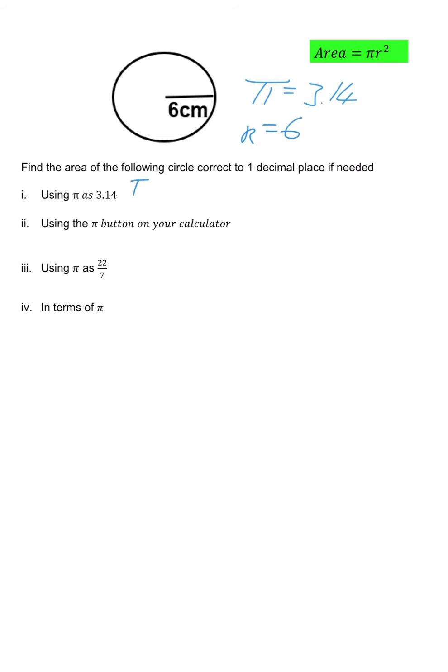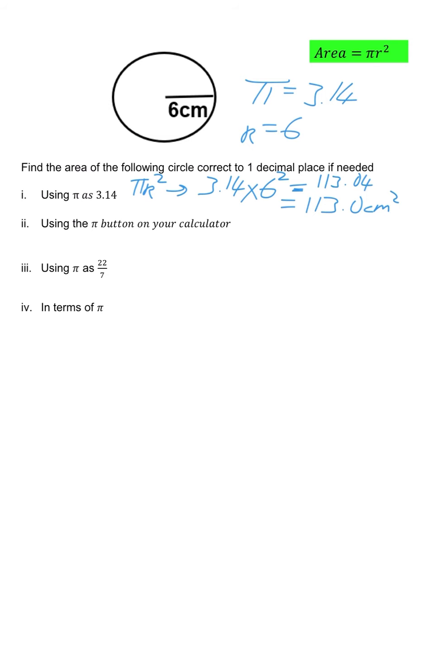So we have pi times radius squared. So I'm going to use 3.14 as pi. So I'll have 3.14 times then 6 squared. And that is equal to 113.04. And we're rounding to one decimal place, so that will just be 113 centimeters squared.